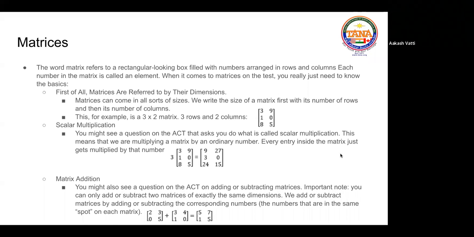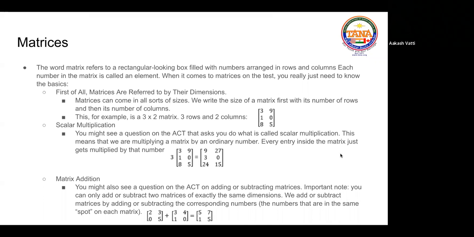So yeah, the word matrix refers to a rectangular looking box filled with numbers arranged in rows and columns. Each number in the matrix is called an element. When it comes to matrices on the test, you really just need to know the basics. First of all, matrices are referred to by their dimensions. Matrices can come in all sorts of sizes. We write the size of a matrix first with its number of rows, then its number of columns. For example, the matrix on the right is a 3x2 matrix with 3 rows and 2 columns.